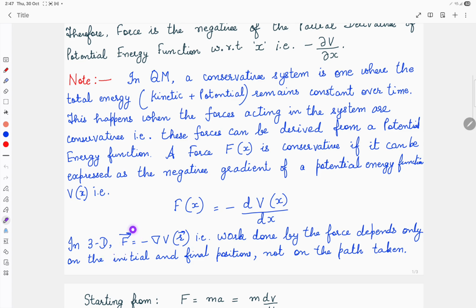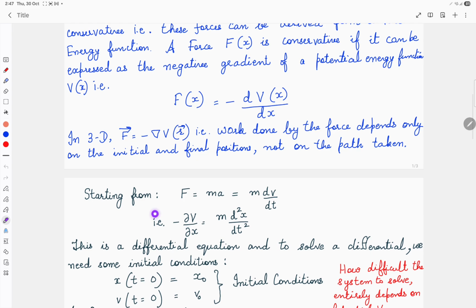Now in 3 dimensions, F is equal to minus del of V, where V is the potential energy function and r is the position vector. r can be x, y, z in a 3D system, but in a 1D system we are taking only x. So the work done by the force depends on the initial and the final positions and not on the path taken, because the work done will depend on the initial and the final positions.